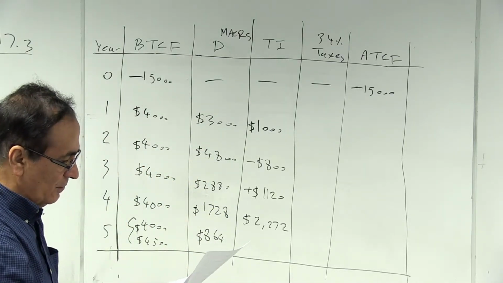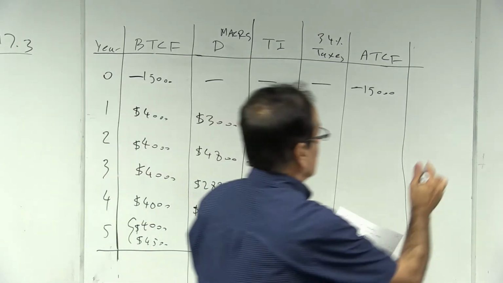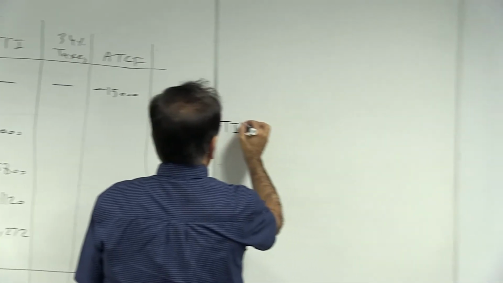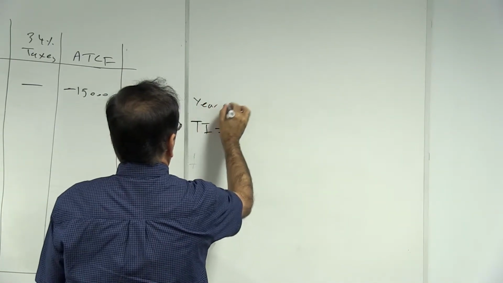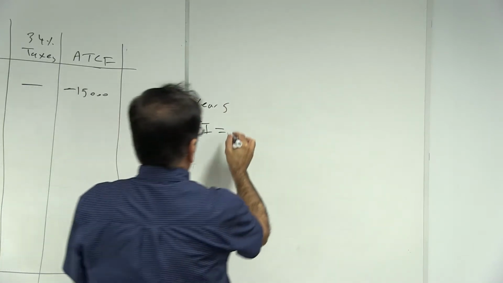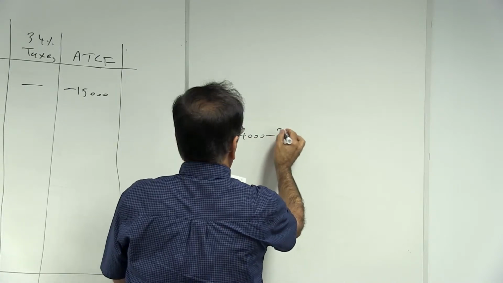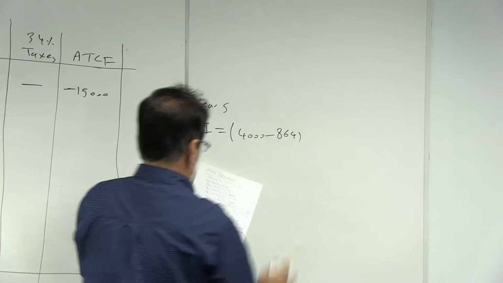So I'm going to show you how you find the taxable income for year 5. So I'm going to write this one here to see how we're going to do it. Your taxable income for year 5 is going to be this. This is for year 5, because you have to include the depreciation. So first of all, as usual, 4,000 minus 864. That's the difference between your income and your depreciation.